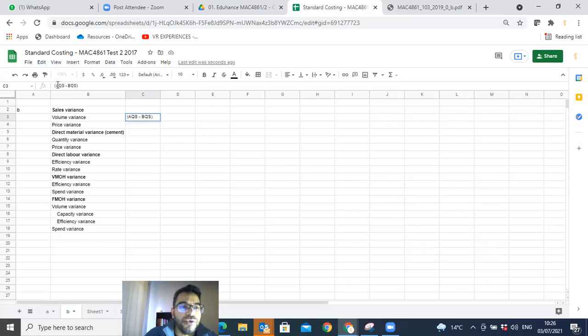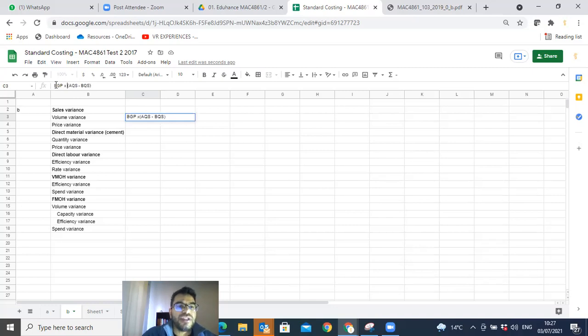Okay, and we usually multiply it by standard price. Like we said, with sales, we don't use standard price. We either use standard contribution margin or standard gross profit. Because we're using the absorption costing system, we're going to use standard or budgeted GP.